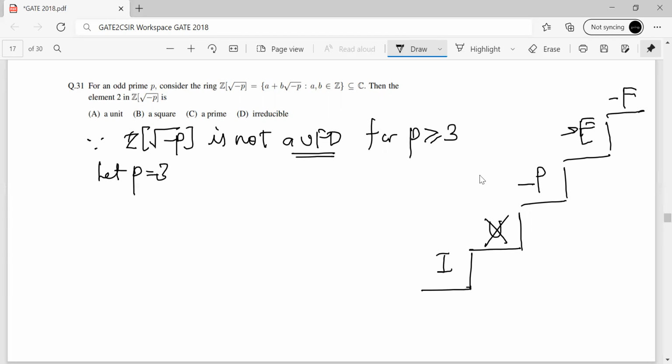And you have here the element 2. Not being a UFD means you can't factorize 2. You can't write 2 as a product of two distinct elements, because this is not possible. The ring is not a unique factorization domain, so that means 2 can't be reduced. So the only option that seems true is irreducible. 2 will be irreducible.